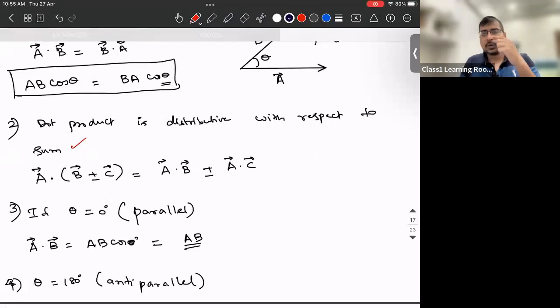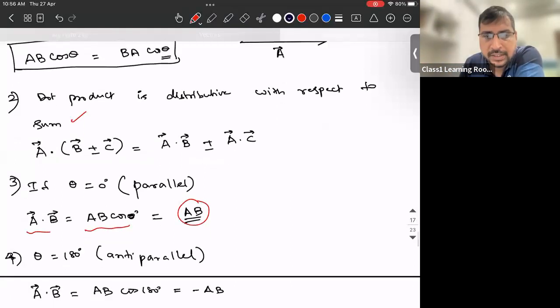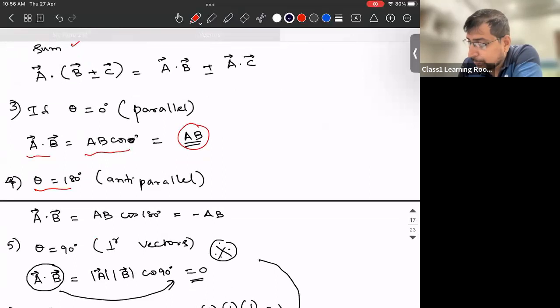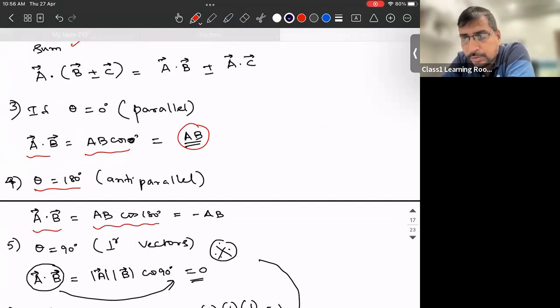Suppose the two vectors given to us are parallel or collinear, then A vector dot B vector is going to be equal to AB times cos 0 degrees, which is also written as AB. So you'll just do the dot product between both and leave. If the angle between the vectors is 180 degrees, if they are anti-parallel to each other, then A dot B is going to be equal to AB times cos 180, which is going to be negative of AB. I'm not sure if you know the value of cos 180. Cos 180 is minus 1.